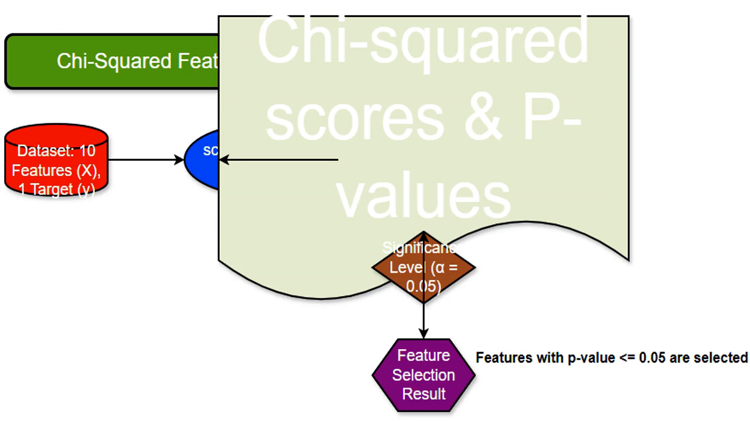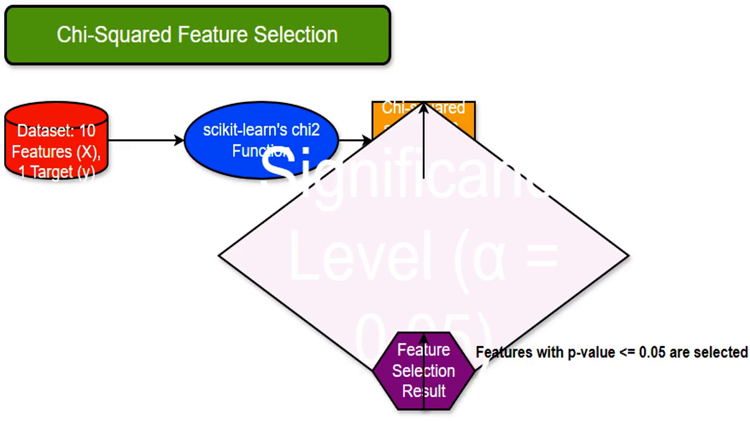The chi2 function gives me two important pieces of information: chi2 scores and p-values. The chi2 scores show how strongly each feature is related to churn. The p-values tell me the probability that the relationship I'm seeing is just due to random chance. Lower p-values mean a more significant relationship. I've set my significance level, alpha, to 0.05. This means I'm willing to accept a 5% chance of incorrectly concluding that a feature is important when it actually isn't. It's a common threshold in statistics.